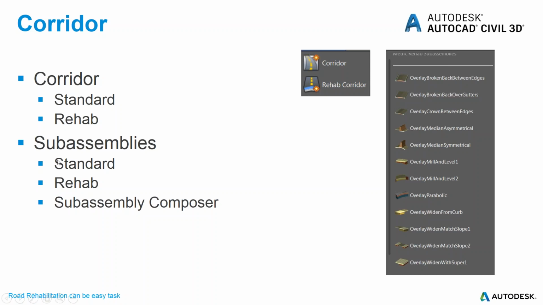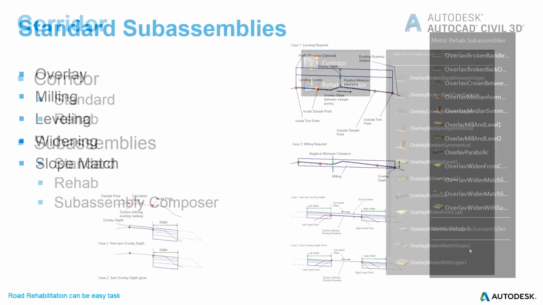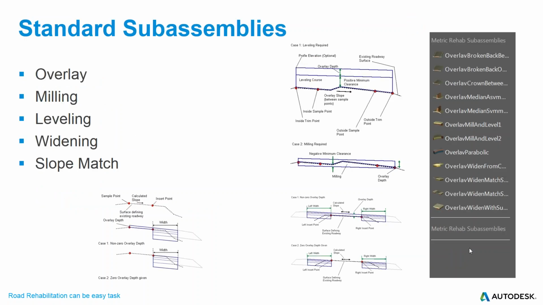And this is standard. So basically we have a wide variety of standard subassemblies which you can use. And here, in the standards, I'm also including specific subassemblies created for rehabilitation. Or we have dedicated what I call rehab subassemblies, which are dedicated for rehab corridor, and you will see the process how it works. Or we can use Subassembly Composer, where you can build your own subassembly based on your requirements.